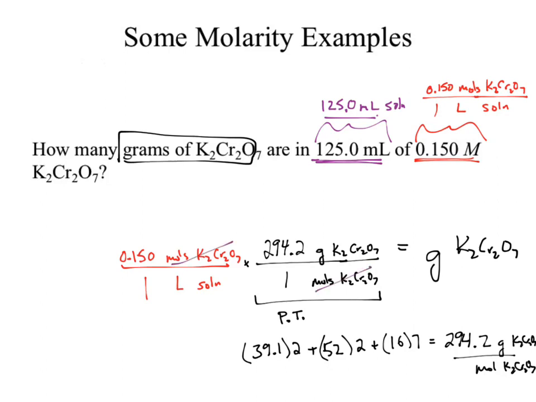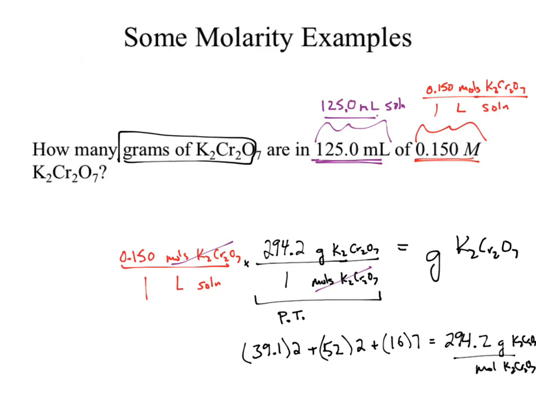And I now have grams of potassium dichromate. What did I want? Grams of potassium dichromate. Awesome, I'm there. Good. I still have the liters of solution that I don't want in my answer. So I would have to do another conversion to get rid of that.